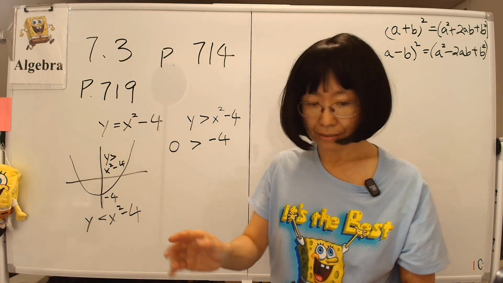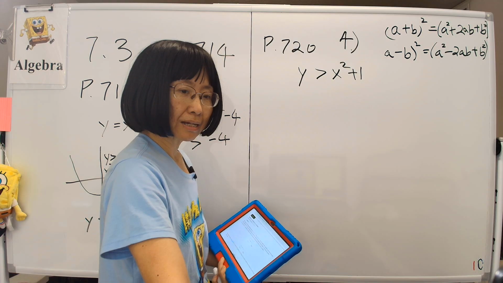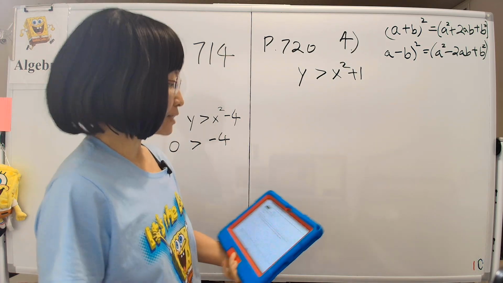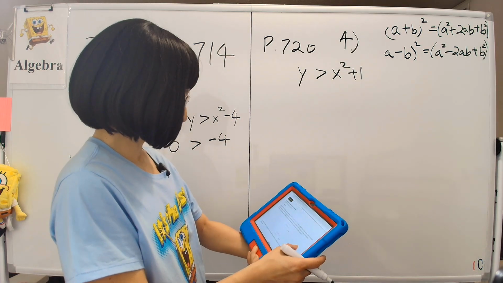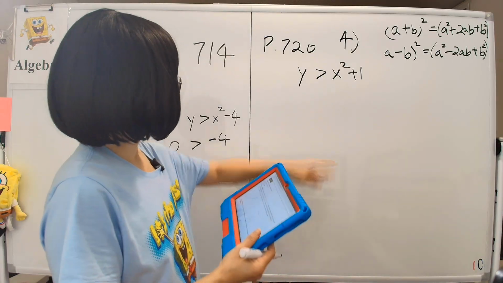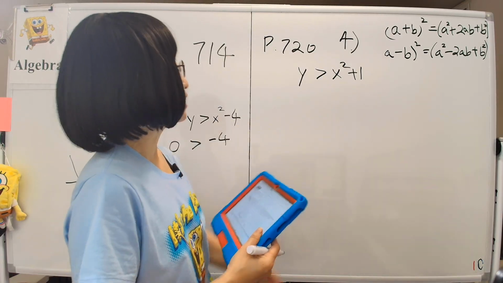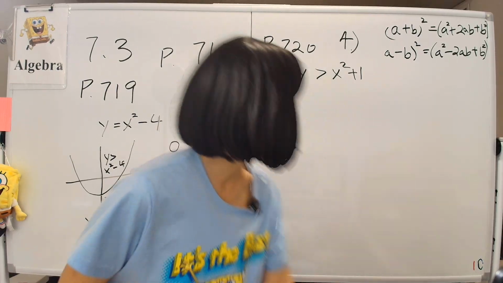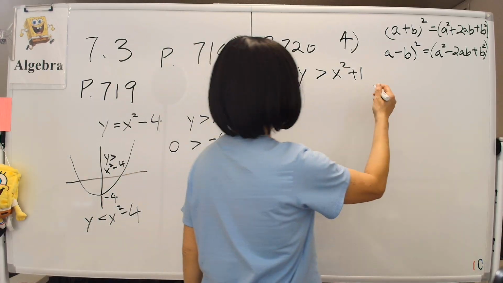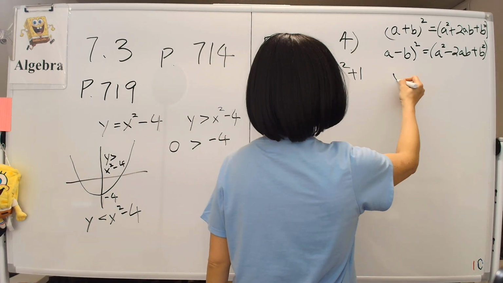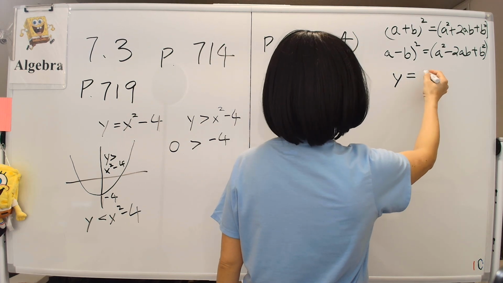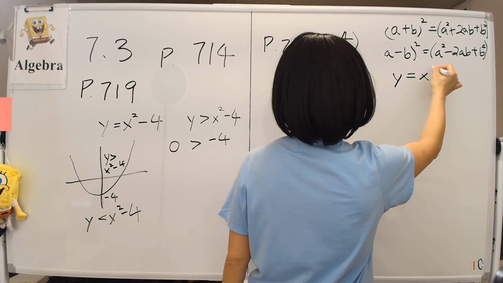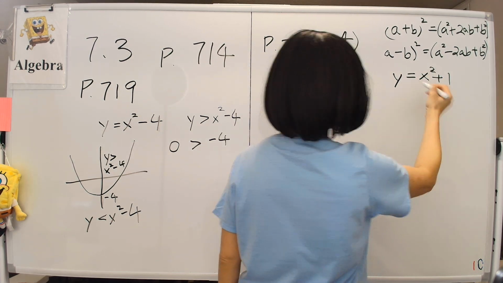So with that, let's look at the next example. Next, let's look at example 4 on page 720, where we have the question to graph this thing. Okay, y bigger than x squared plus 1. So first, to graph any inequality, we first graph the equality. That is y equals x squared plus 1. Okay, let's graph this thing. What does that look like?